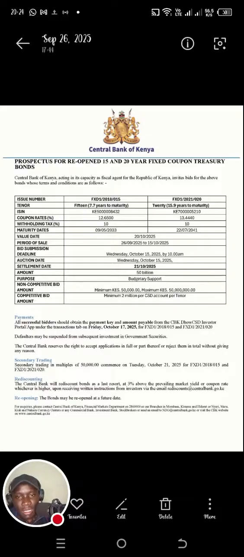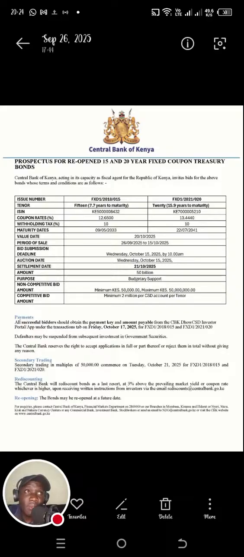Now, you see, they are saying that defaulters may be suspended from subsequent investment in government securities. I think these are people who have failed to honor their payments after bidding, or maybe the Central Bank of Kenya has data from the commercial banks on defaulters, and if you are a defaulter, you might not be accepted to bid in these particular bids.